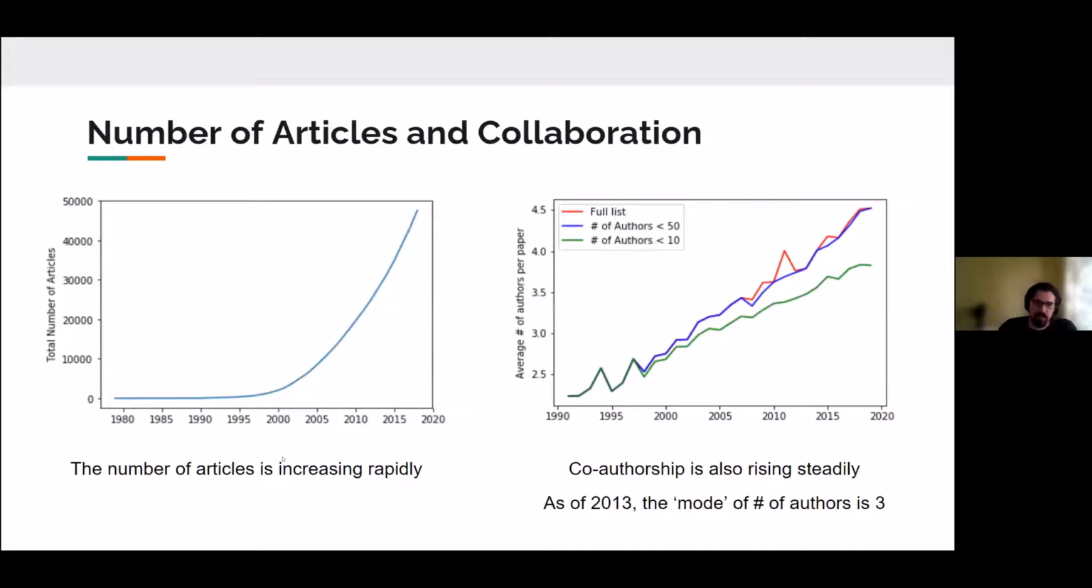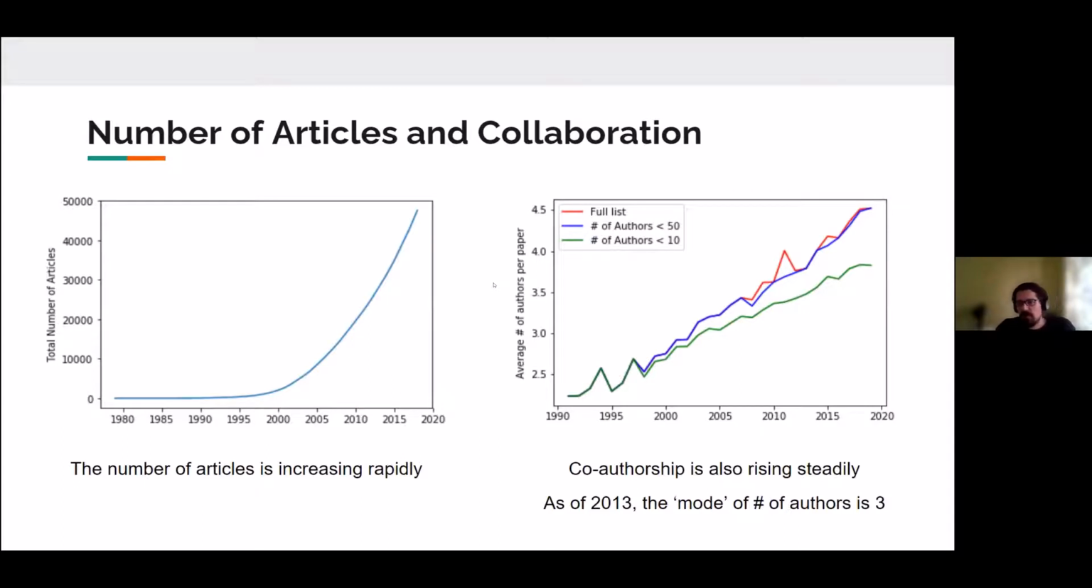Here you can see the number of articles, and it is clear that the trend is upwards. It is increasing rapidly. But you can also see that collaboration is increasing in the field. As of 2013, the mode of the number of authors per paper is 3, which means that most of the papers after 2013 have 3 authors.